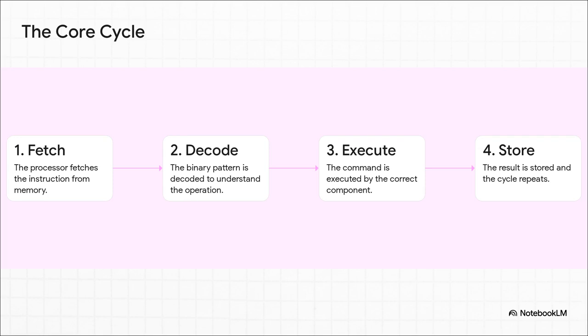First, the processor fetches an instruction from memory. It grabs the next task. Second, it decodes it. It looks at those zeros and ones and figures out, okay, what am I supposed to do? Third, it executes the command, sending that job off to the right part of the CPU. And finally, step 4, it stores the result. And then it starts the whole thing over again. Fetch, decode, execute, store. Over and over.